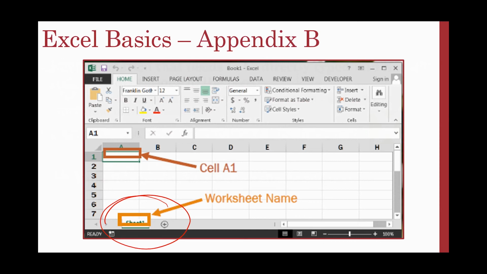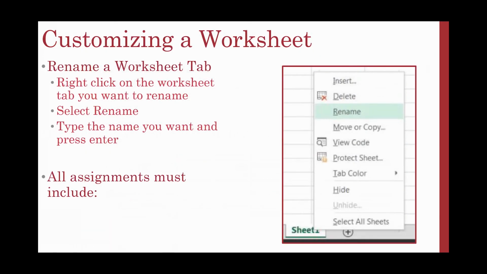We're going to look at some Excel basics from Appendix B, with the first being what is a cell in A1 and what is your worksheet name at the bottom. To customize a worksheet, you can rename a worksheet tab. You right-click on the worksheet tab you want to rename, select rename, type the name you want, and press enter. All assignments must include the title, purpose, problem number, and a short description.